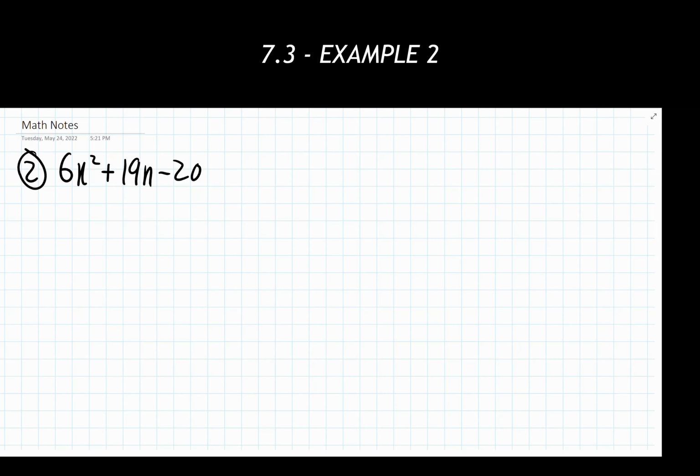Our second example that we have here is 6n squared plus 19n minus 20. So following the process that we wrote down before, again, I'm looking to see, is there a greatest common factor I can bring out from all of these terms here? Turns out there isn't. 19 is a prime number, so I can't factor anything out from there. That's fine. We always check for it. Sometimes we can, sometimes we can't factor something out, just how the numbers are.